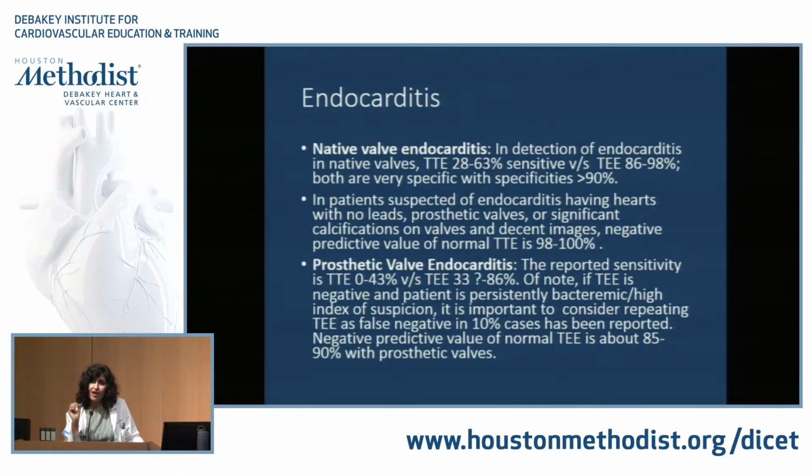For prosthetic valve, however, the negative predictive value for a normal TEE is still only 90%. And that emphasizes that even on TEE, with hardware that's present, you can sometimes miss very early endocarditis. And therefore, clinically, it is important that if you have a bacteremic patient, you have done a transthoracic and a TEE, and you don't see a vegetation, but your clinical suspicion is high, it behooves you to go back and do another TEE on a person with a prosthetic valve.